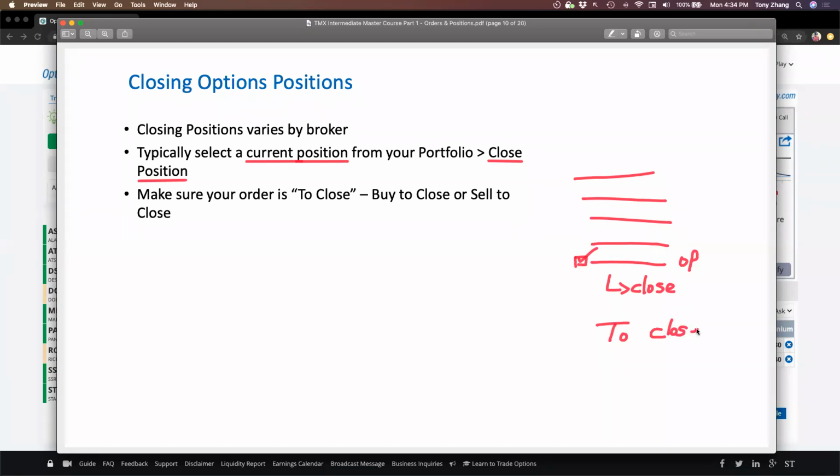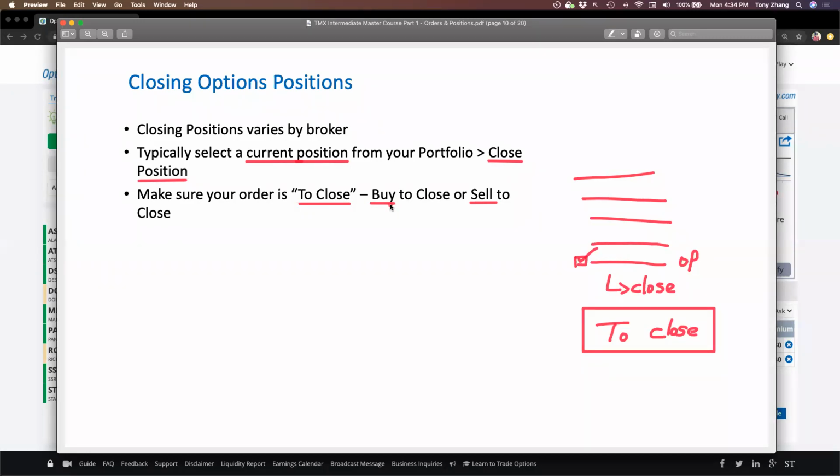Now, again, this varies from broker to broker, but generally speaking, this is the process that we typically see: you can go through a list of your positions, check off the one you're looking for, and select close. That should automatically pre-fill an order ticket with "to close" already filled in for you, because it's designed to prevent you from opening a new position as opposed to closing it. And it should automatically select buy or sell for you based on whether this is a long or short position. Because if you have a long position, it should be a sell to close. If it's a short position, then it should automatically fill a buy to close order for you.